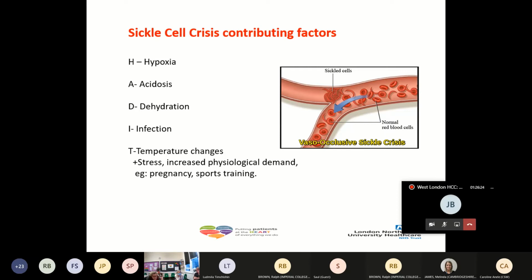D is for dehydration, and I'll touch on that in a moment, but that is one of the most common complications that causes the red blood cells to sickle, and pain crises. Infection we've spoken about a lot, but we'll touch on that again and how to manage that. And T is temperature, so things like the weather really affect the red blood cells, and we'll discuss how we can manage that within school and talk a little bit about stress and the other things that affect your red blood cells. So any sort of things like doing PE can be enough just to cause the red blood cells to sickle and cause a crisis. Next slide, please.